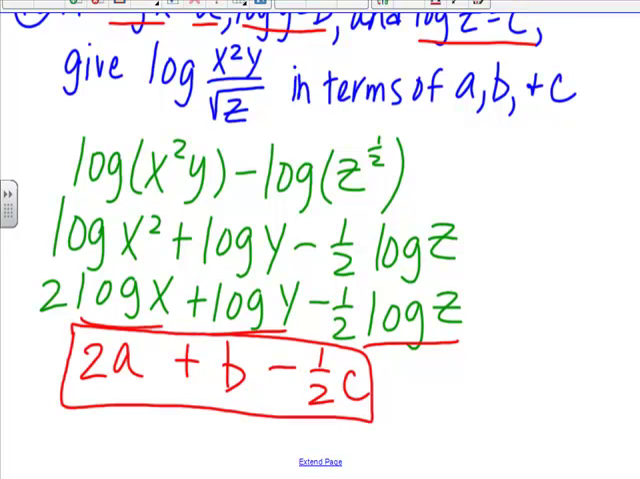That is it. Make sure you can graph. You want to probably review domains and ranges of exponential functions and logarithmic functions. That's all I got.